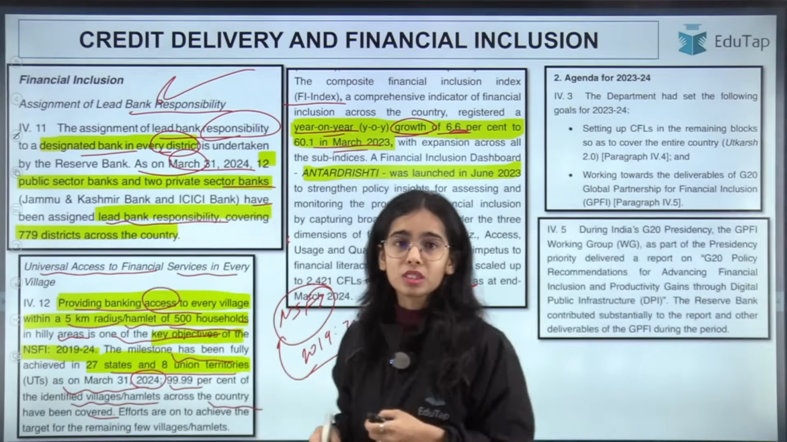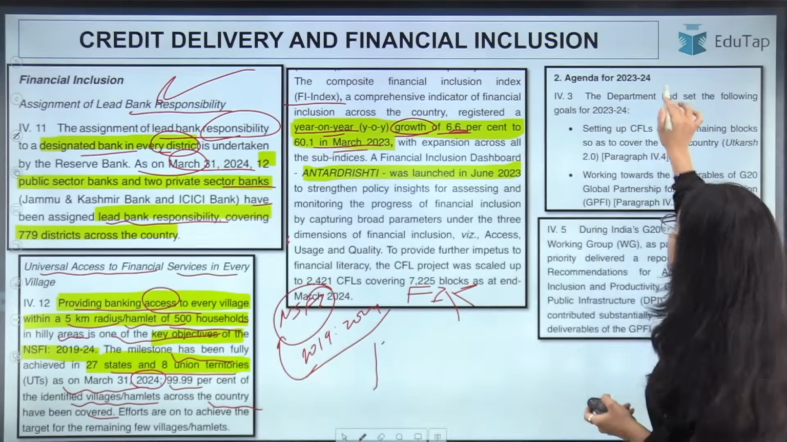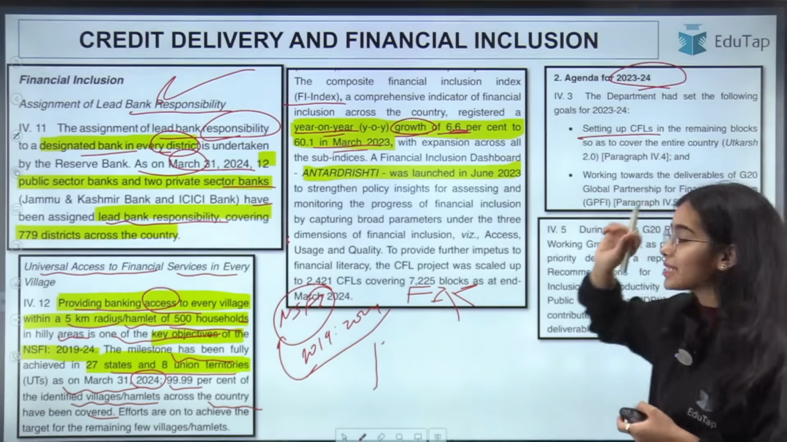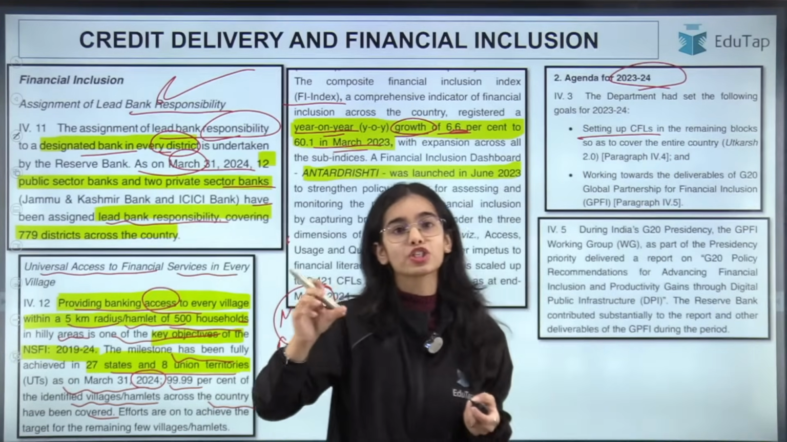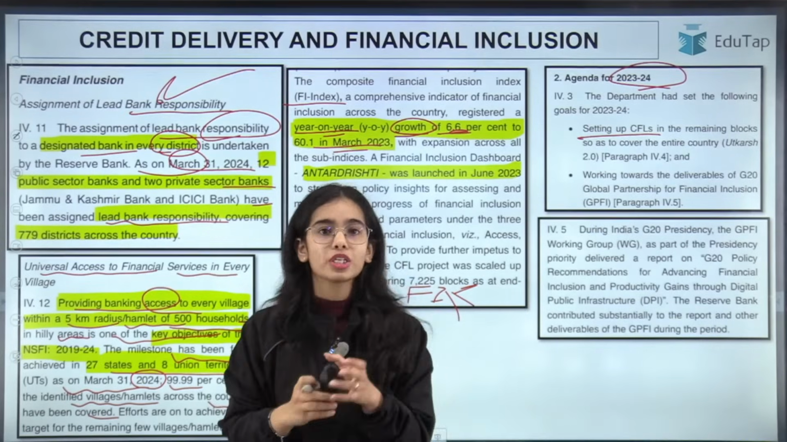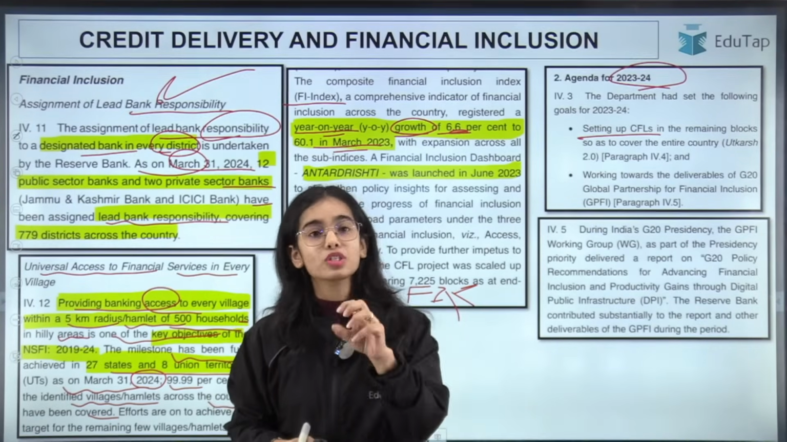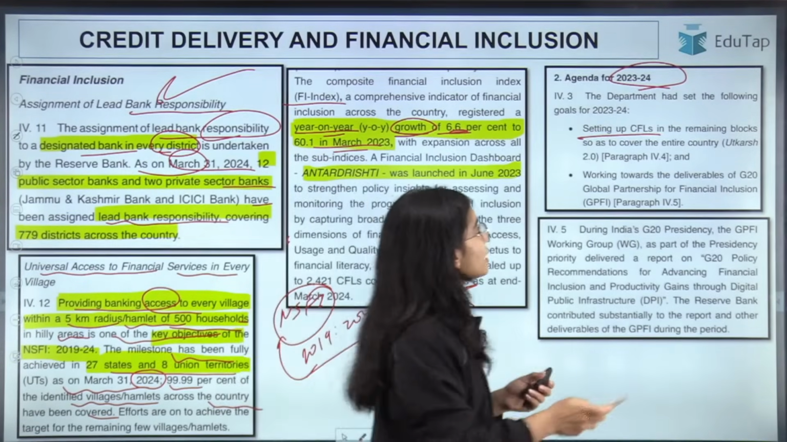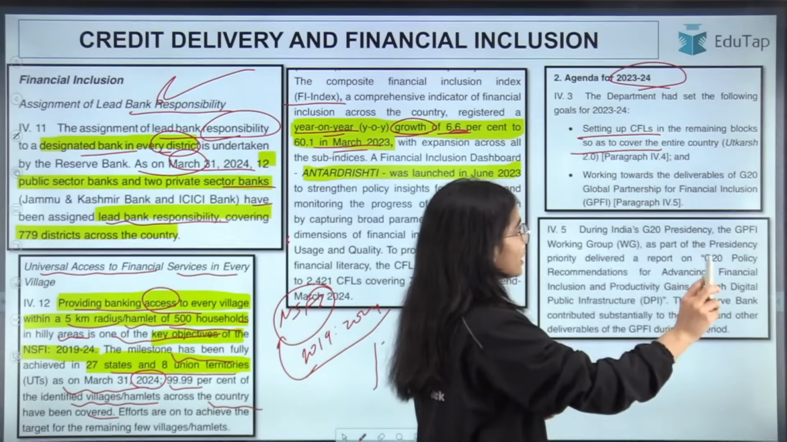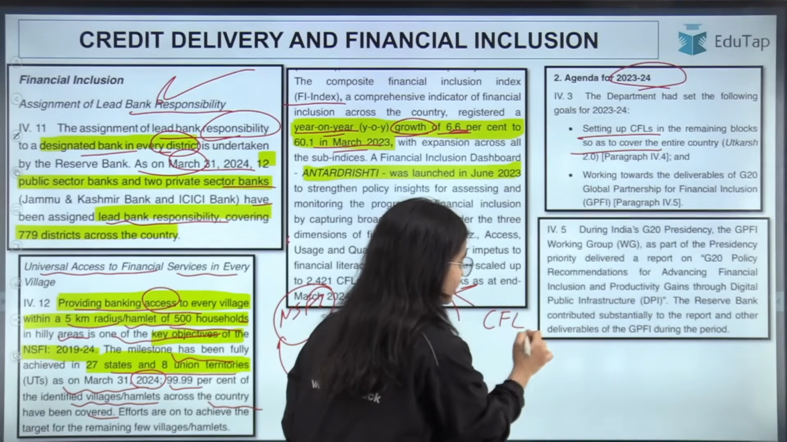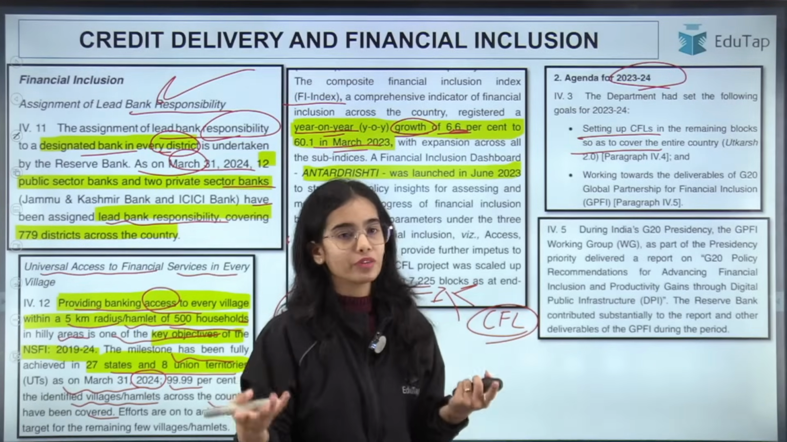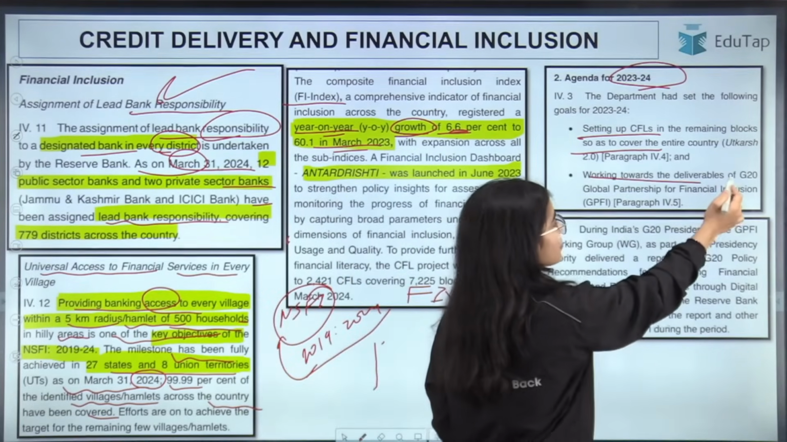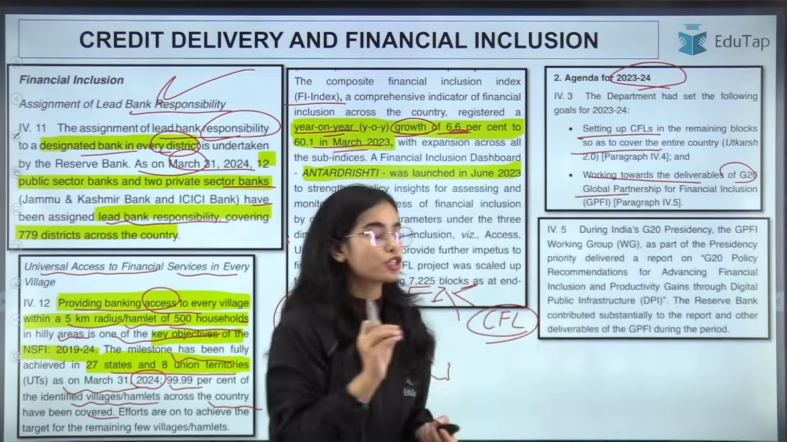Now, coming to the agenda for 2023-24. The agenda was to set up the CFL, the Center for Financial Literacy, in the remaining blocks so as to cover the entire country. Centers for Financial Literacy are being created in every block of the country, working towards the deliverables of the G20 Global Partnership for Financial Inclusion.